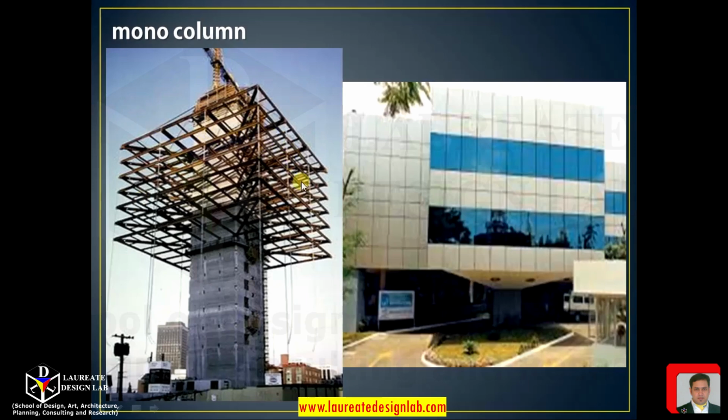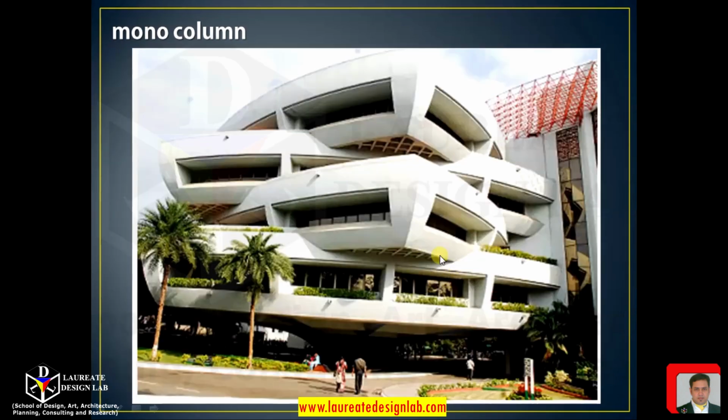There will be some hanging garden, there could be some facilities over here, there could also be a water fountain. Any kind of structure can be created being supported from the central column. This is another example in which you can see this part of the building is being supported by one single column over here. And there's another example of the monocolumn.